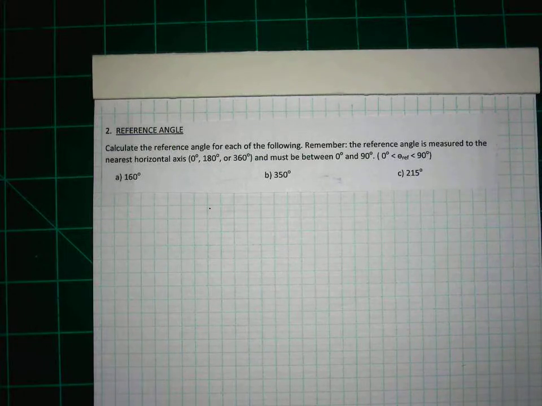In section 2 of the review, we're working on reference angles. Now, reference angle is the degree measure from the terminal side of the angle to the closest x-axis, and it's always a positive number between 0 and 90 degrees. So let's look at the first one, 160 degrees.